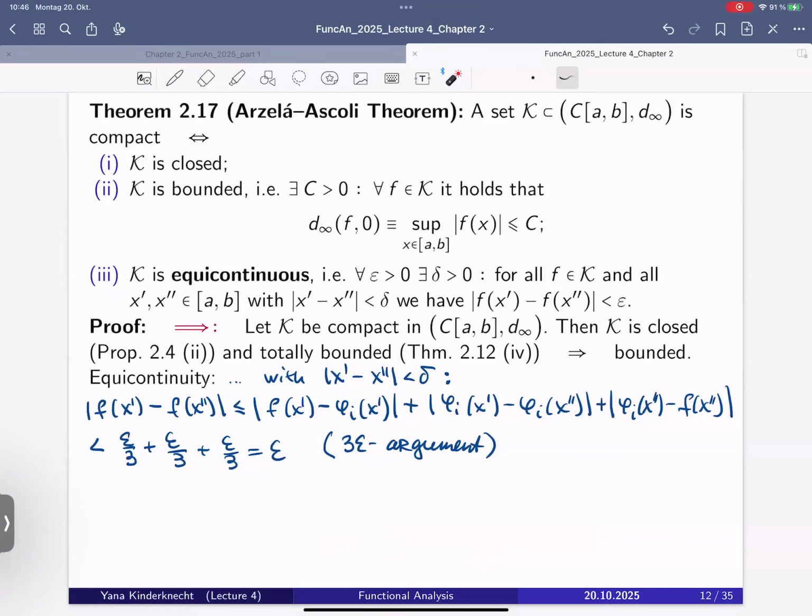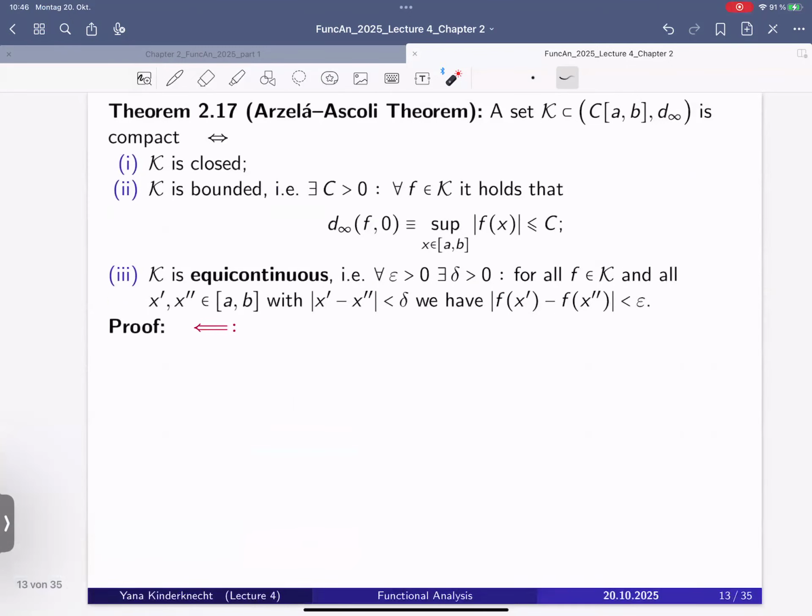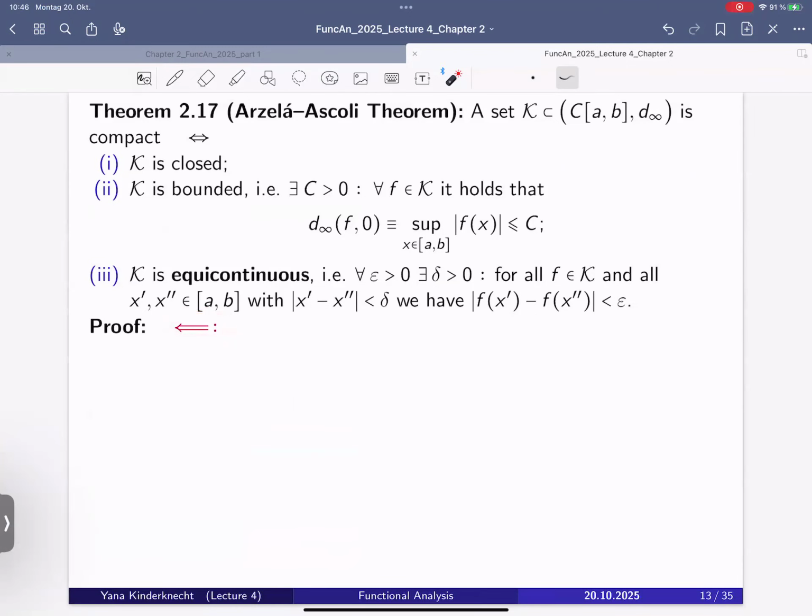Okay, perfect. Then we now show the opposite direction. So we assume that 1, 2, 3 are fulfilled, and we show that this set is compact. How to show that the set is compact? We are not going to show that from any open cover we can find a finite subcover. It is enough to show that the set K is totally bounded. Closed and totally bounded in a complete metric space means that the set is compact.